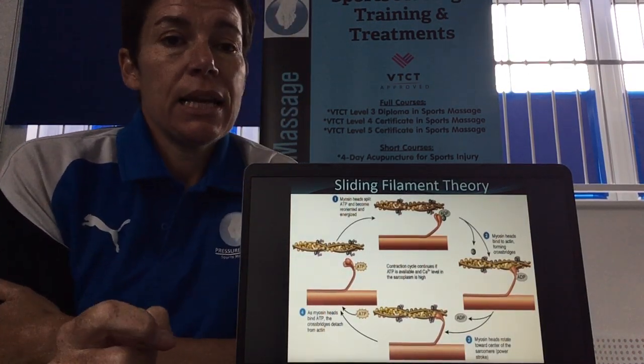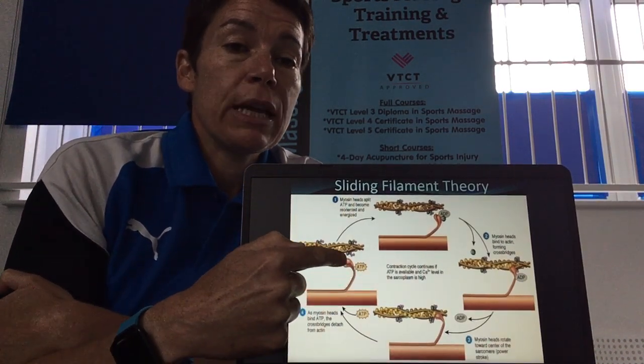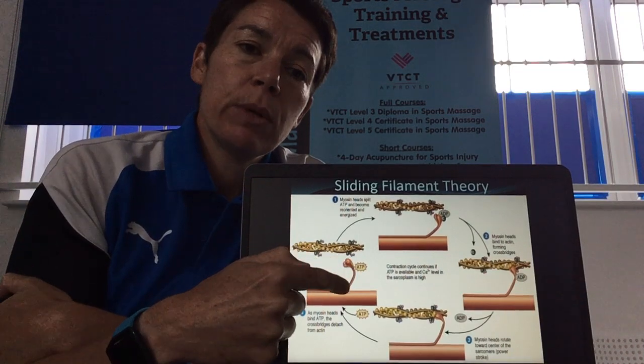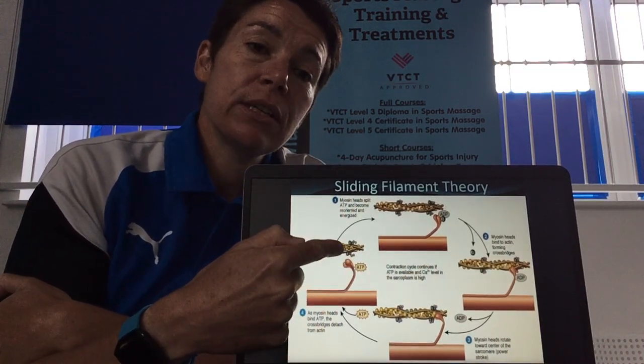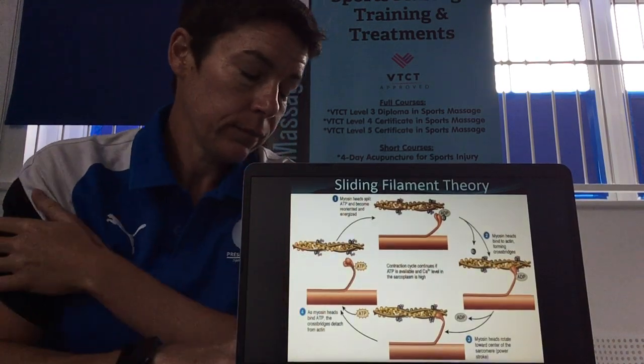So the myosin heads will form a cross bridge formation. When we talk about cross bridges, we talk about this head attaching to the actin to pull the actin closer together.